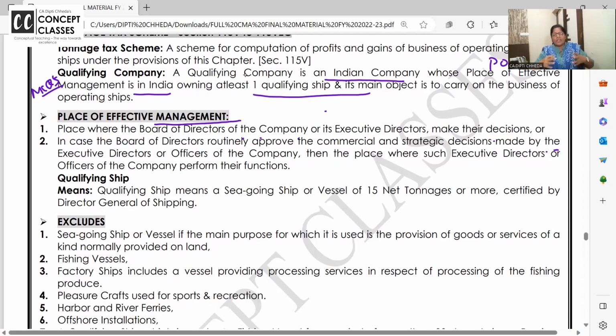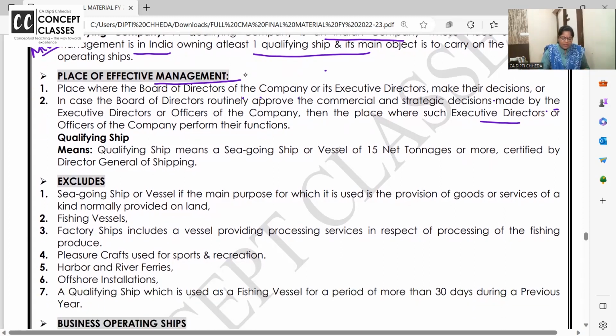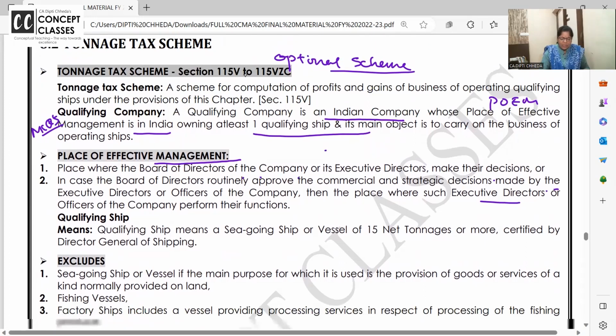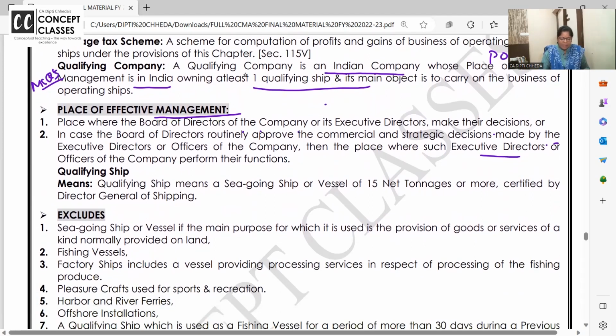Yes, board of directors are 12. Out of 12 board of directors, chairman, vice chairman and 2 more directors, 4 of them form executive team, executive committee, main core committee. So then where the core committee is taking the decision, that place, that company will be called as Indian company, and to that tonnage tax is applicable.